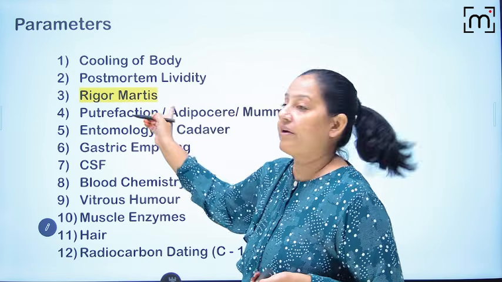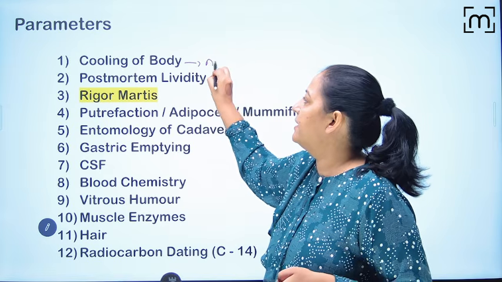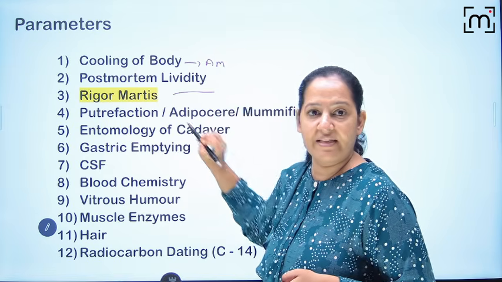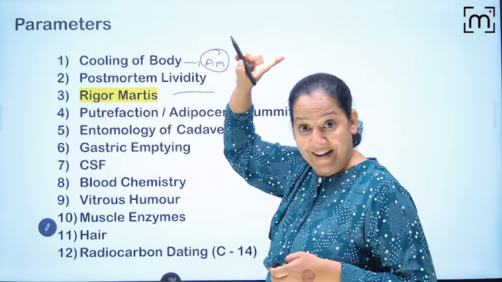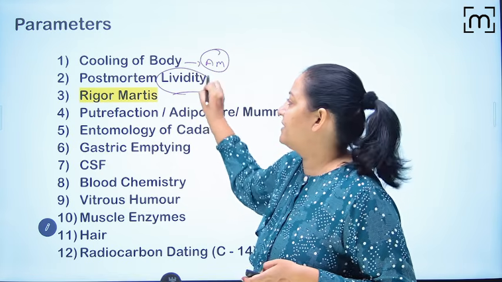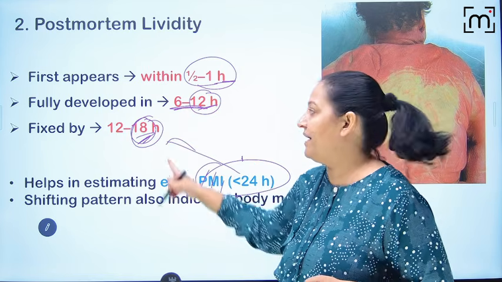Okay, then I will look for rigor mortis. Being a forensic expert, first I have seen algor mortis, then I have seen lividity, then I will see rigor mortis. For algor mortis, I will apply the formula. You know the formula, rectal temperature. Here, it is useful for early PMI, up to 18 hours.